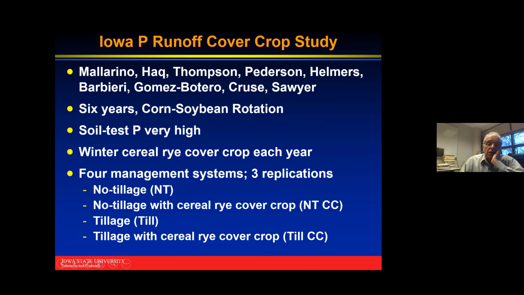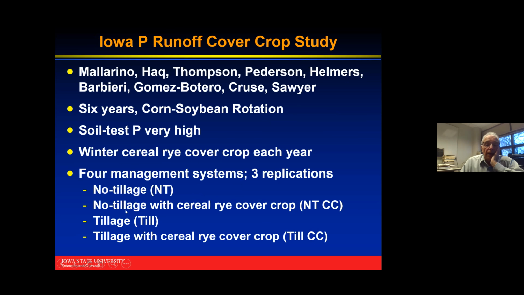Okay, we have a 6-year conservative rotation. We started with soil test P very high, and we maintained that. Then we have a winter cereal rye crop overseeded before harvest each crop each year. And these were the 4 management systems that we compared with 3 replications.